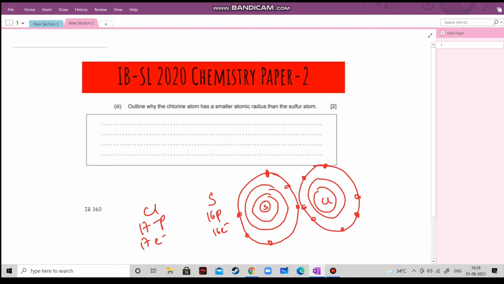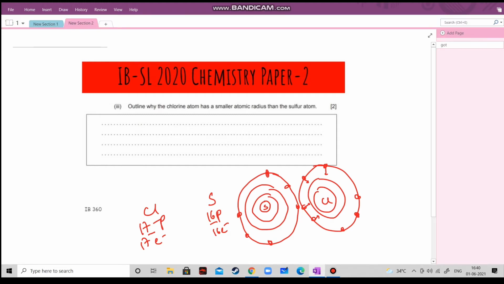See, in both cases, the electrons are in the outermost orbit. In chlorine, these electrons will have a much more attractive pull towards the nucleus as compared to sulfur, because chlorine has 17 protons while sulfur has 16 protons. As the nucleus is pulling these electrons with a much higher force as compared to that of sulfur, chlorine has a smaller atomic radius. So that is the reasoning for this question.